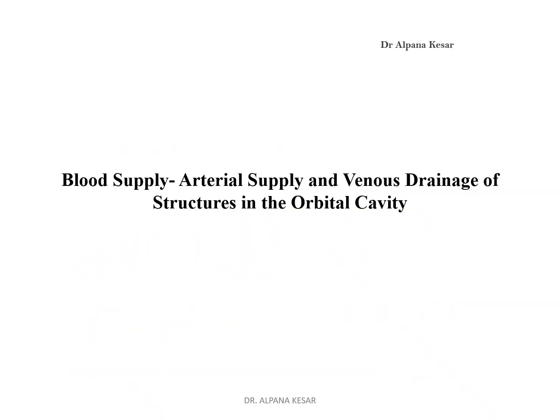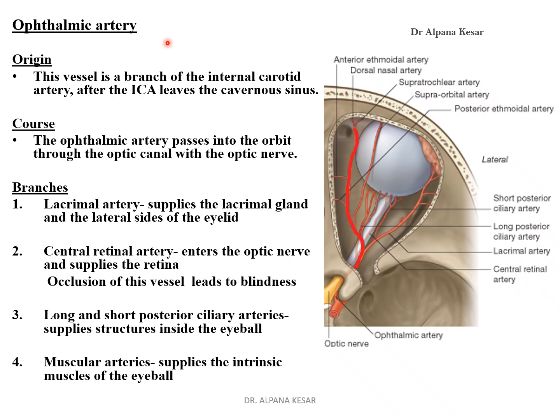Blood supply, arterial supply and venous drainage of structures in the orbital cavity. Ophthalmic artery. The main blood supply to all the structures within the orbital cavity is by the ophthalmic artery. Ophthalmic artery is a branch of internal carotid artery, as the internal carotid artery leaves the cavernous sinus. After that, the ophthalmic artery passes along with the optic nerve through the optic canal to enter the orbital cavity.